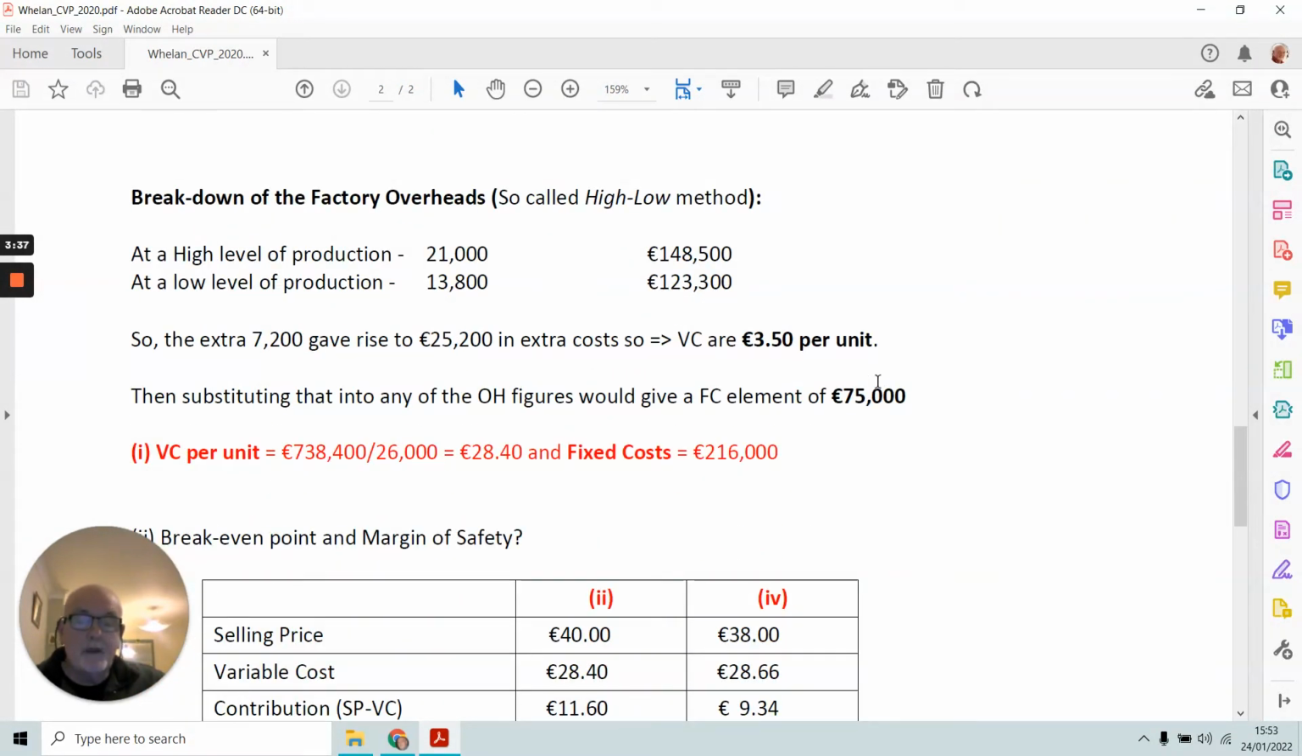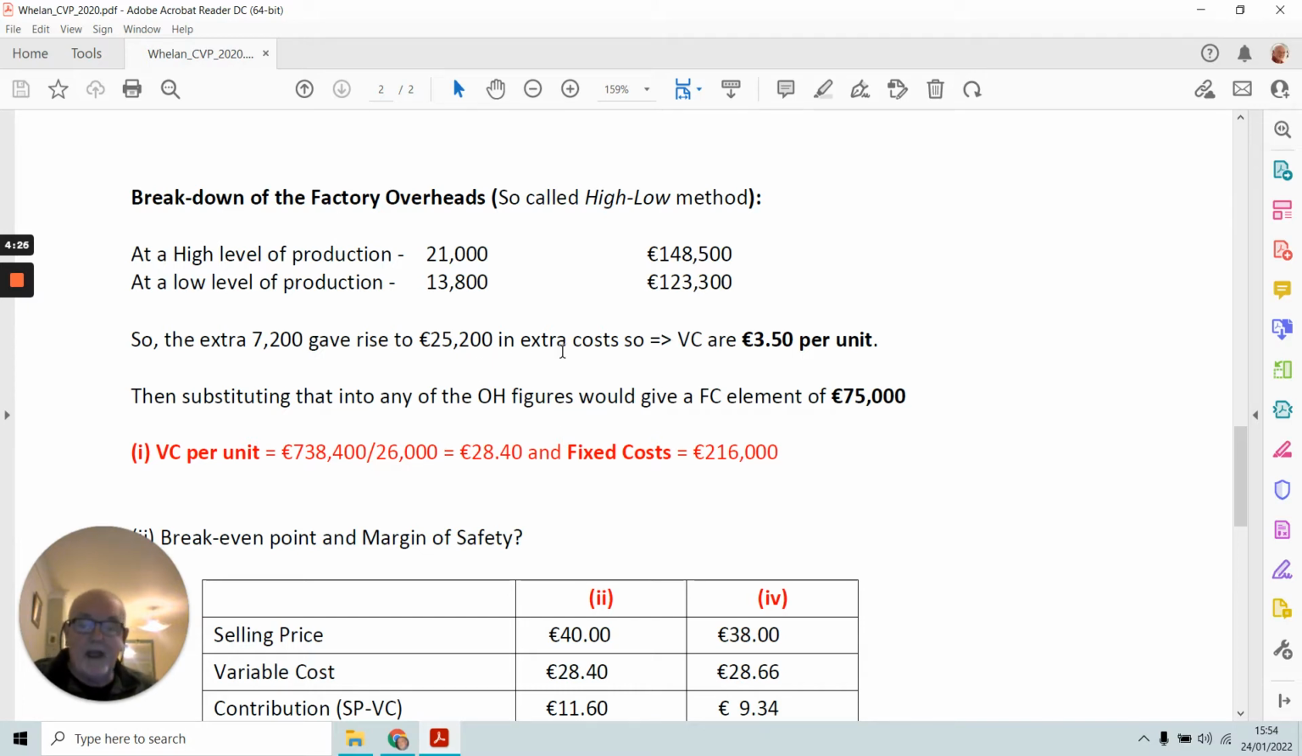So as we just said, at the low level of production of 13,800 units, our factory overheads were 123,300. And then when our production increased to 21,000, our factory overheads went up to 148,500. Remember now that as production increases, it's our variable costs typically that increase. So that 7,200 increase in production gave rise to an extra €25,200 in costs. They must be variable. So that gives a variable cost per unit of €3.50. So we're saying now that for production overheads, it's €3.50 per unit.